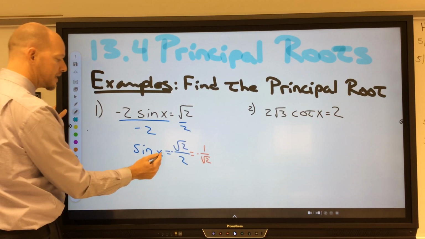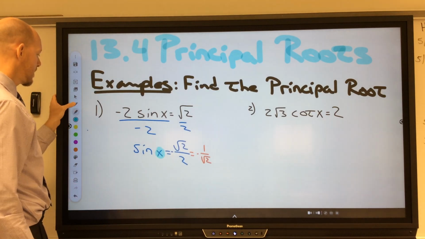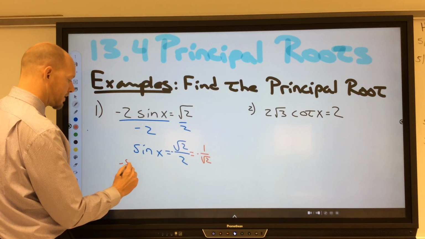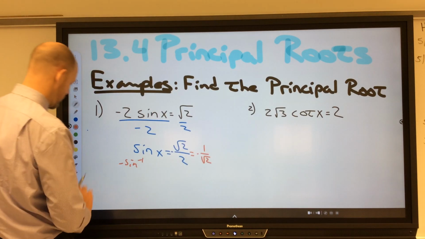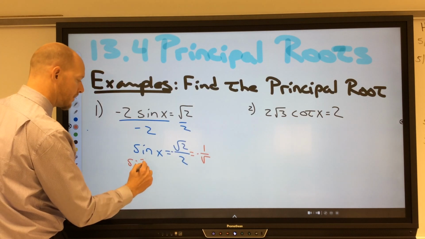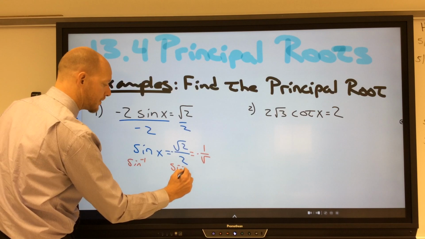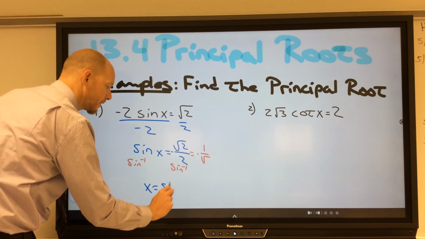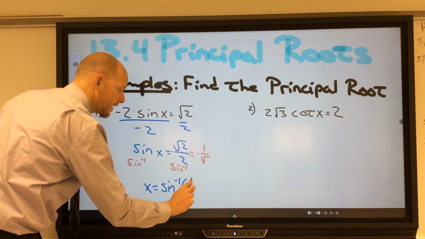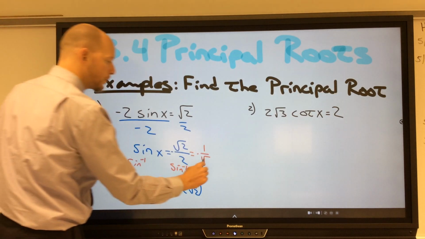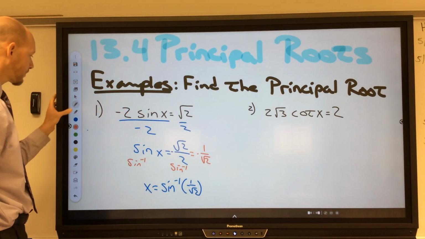Now we see that we didn't totally isolate our x, but our next step is to take the inverse sine of both sides. Oops, not negative sine. Inverse sine. So therefore, we get x equals the inverse sine of negative 1 over square root of 2. Now from here, we're basically just evaluating.